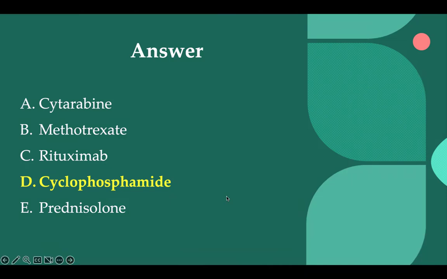So the answer for this case is cyclophosphamide, and this drug is responsible for the hemorrhagic cystitis, and the symptoms include blood in urine, abdominal pain, urinary urgency, and frequency.